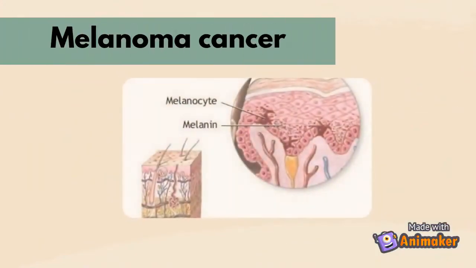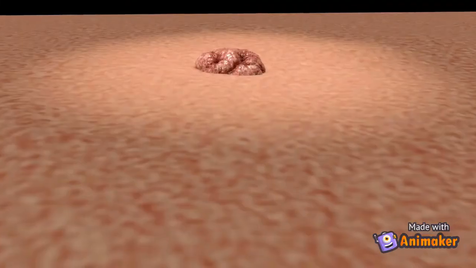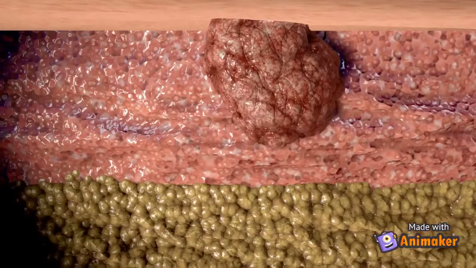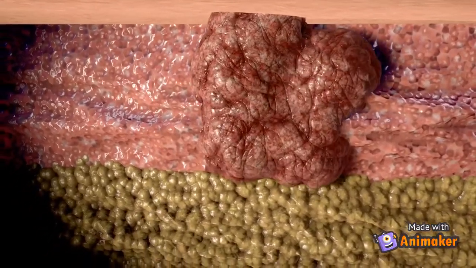Next in line is melanoma cancer. As you know, the reason behind the different skin shades that we own is because of the presence of melanin. Melanin is produced by melanocytes, which are in the bottom layer of the epidermis. Melanoma is also a type of skin cancer, but it is caused by the melanocyte instead. Melanoma cancer happens when the melanocyte mutates and starts to divide uncontrollably. This cancer type is uncommon, but it is the most dangerous type of cancer because it often spreads.